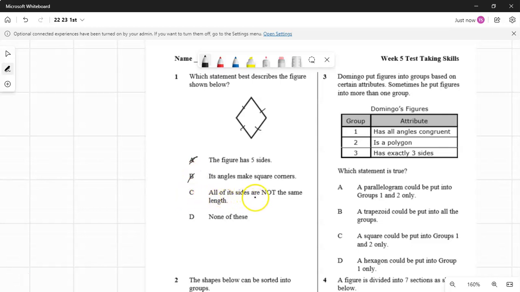C, all the sides are not the same length. Okay, and that's not true. All the sides are the same length on a rhombus. They all appear to be the same length. So C is not true. And the only answer I have left is none of these. So none of those are true. So this would be the best description for the rhombus. Let's go ahead and look at number 2 there.